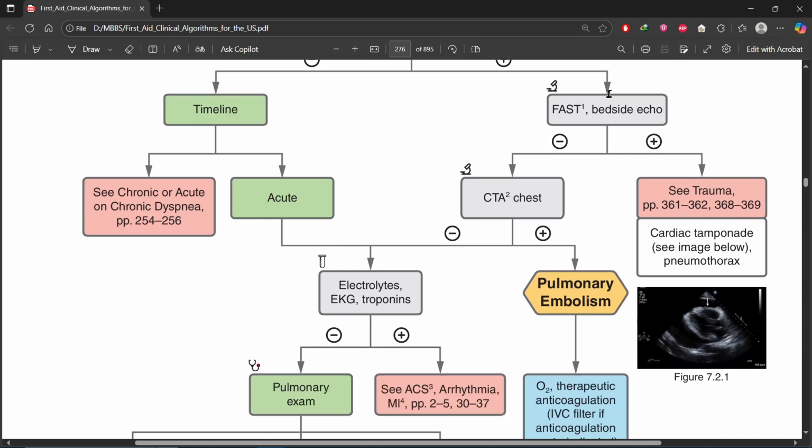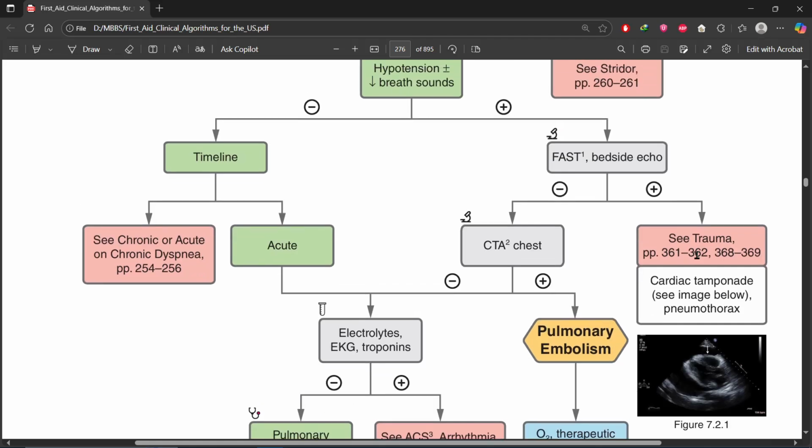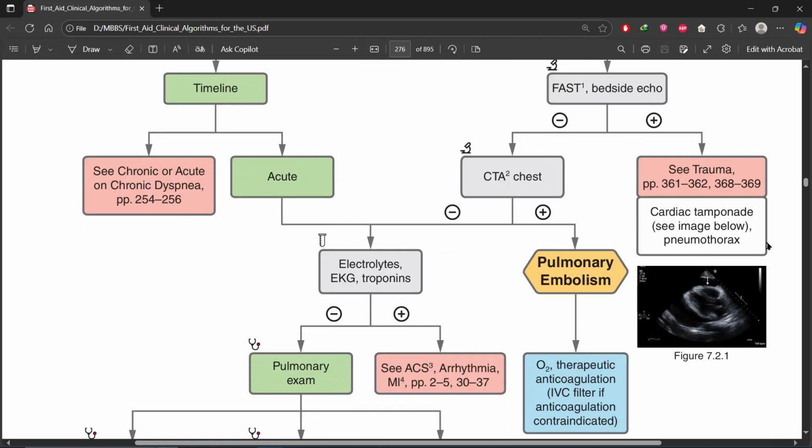We have to stabilize the patient again. If FAST or bedside echo are positive, then the patient is likely unstable. Then we have to stabilize them, and the etiology would be cardiac tamponade.